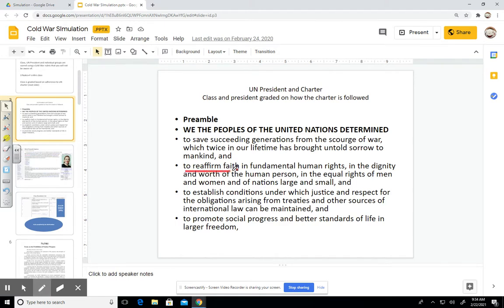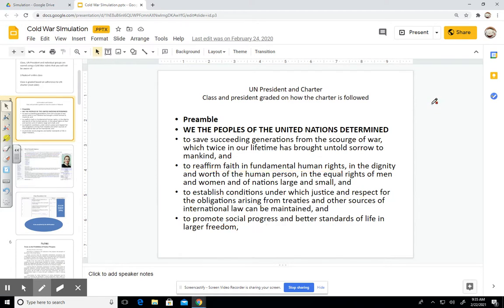Well, they're trying to reaffirm faith in fundamental human rights, establish conditions under which justice and respect for the obligations arising from treaties, promote social progress. So if a group doesn't have health or food, this creates yet a humanitarian crisis. And the United Nations president needs to figure out a way to try to resolve that. There are numerous things that can be done.